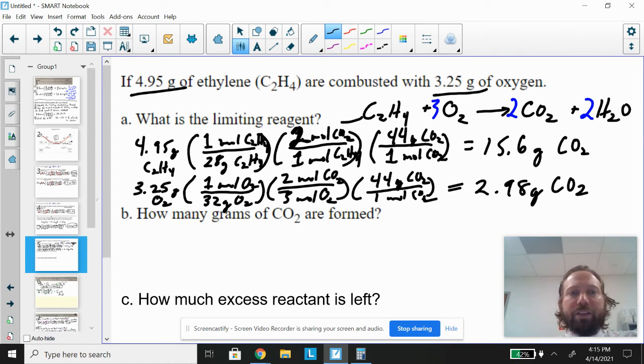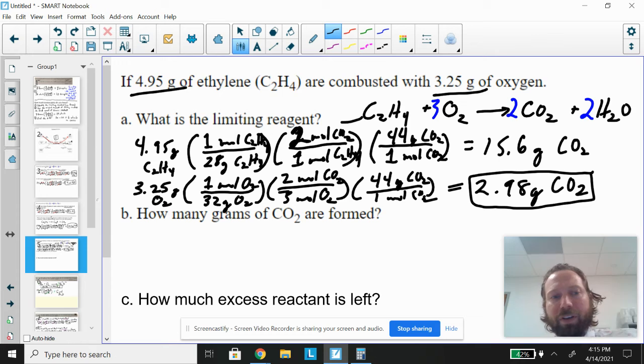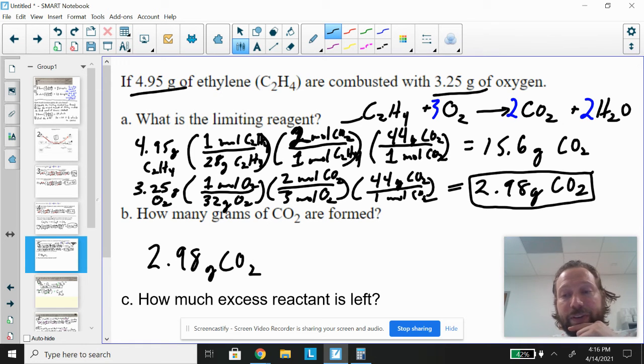All right, so clearly in this problem, we see that if we have this amount of oxygen, we will make a lot less CO2. So oxygen gas is going to be our limiting reactant, okay? What is our limiting reactant? It's oxygen gas. How many grams can be formed? So if I had 4.95 grams of C2H4 and 3.25 grams of oxygen gas, the maximum amount I could make would be 2.98 grams of CO2.